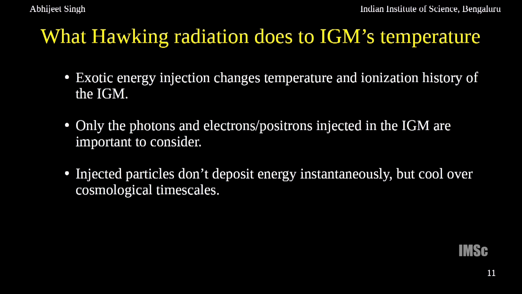Now, what does Hawking radiation do to the intergalactic medium temperature? Since we are injecting possibly high energy particles, neutrinos would also be emitted, but they are not efficient at depositing their energy, so we need to consider only photons and electrons and positrons, which are injected into the intergalactic medium. When these particles are emitted into the IGM, several atomic processes happen, and the heat is deposited over cosmological timescales, so we have to work out what happens to the temperature of the intergalactic medium.